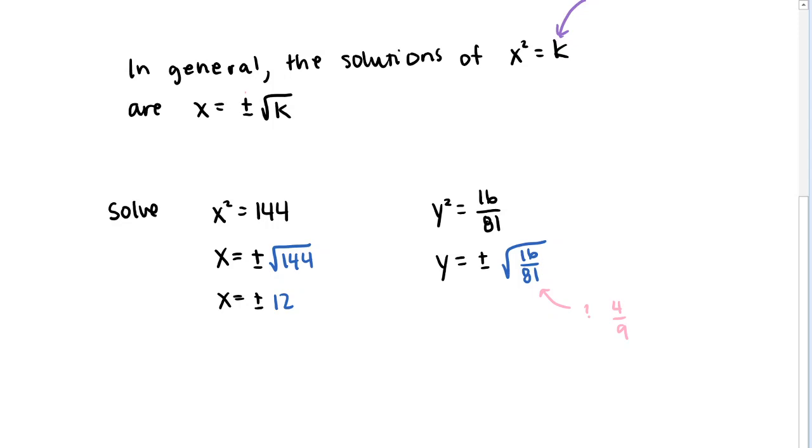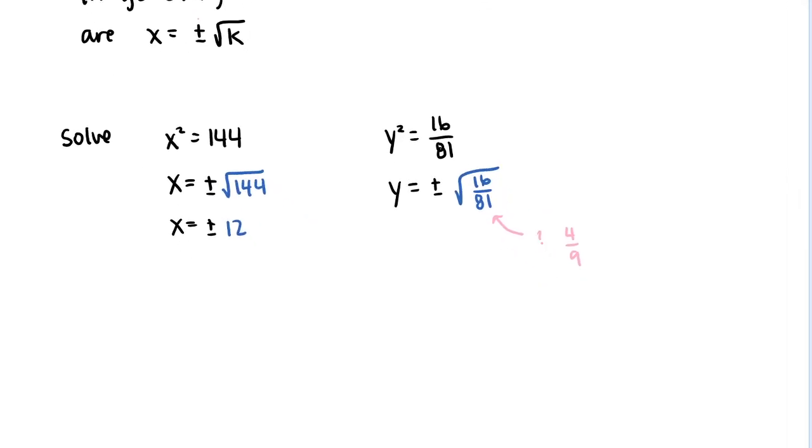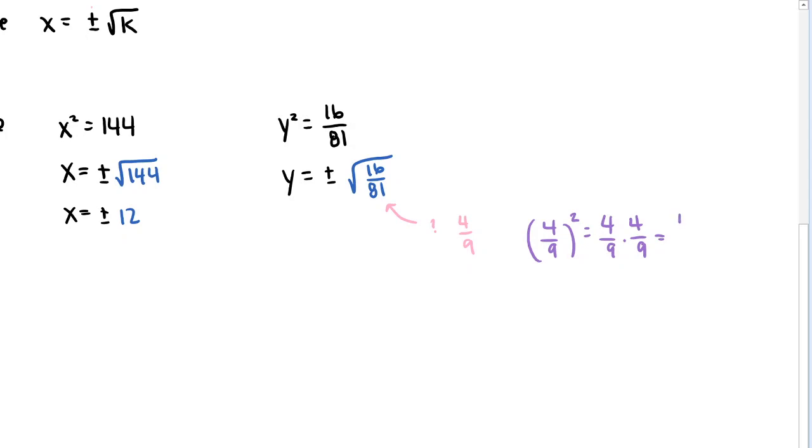Well, how could we confirm that? We can just try squaring that and seeing if we get the right result, right? If we take 4 over 9 and we square this, well, that means 4 over 9 times 4 over 9. And to multiply these two fractions, we get 4 times 4 is 16, and 9 times 9 is 81. So 4 over 9 is the square root of 16 over 81. Now this is y is equal to plus or minus the square root. Oh, we just figured out what that square root is. It's 4 over 9.